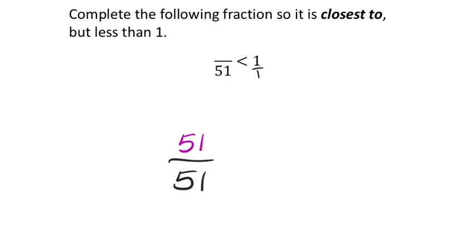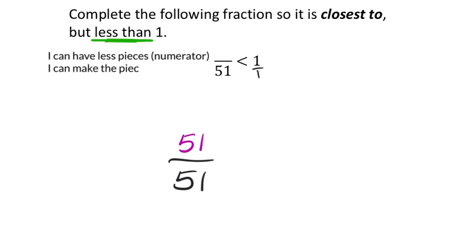But at the top, it says we want something really close to, but also less than 1. So to make that less than 1, I can either have less pieces, which is the numerator, or I can make the pieces smaller, which is the denominator.